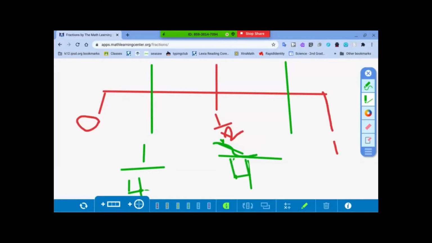Nice job. How'd you know that 2/4 was right there, even though there was no green mark? Well, you're right, it was the second one. If you have it divided into 4 parts, which you do, you have 1, 2, 3, 4 parts, then 2/4 would be right where 1/2 is, right? Because that means that 1/2 and 2/4 are what?